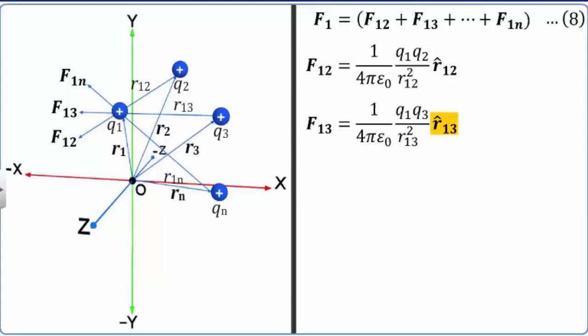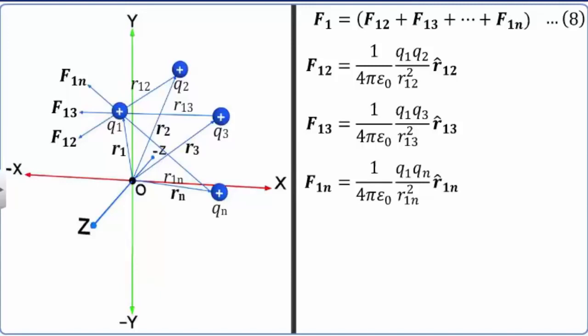Proceeding in this manner, we obtain F1n is the force on the charge Q1 due to Qn and is equal to 1 by 4 pi epsilon naught Q1 Qn by R1n square into R1n cap.